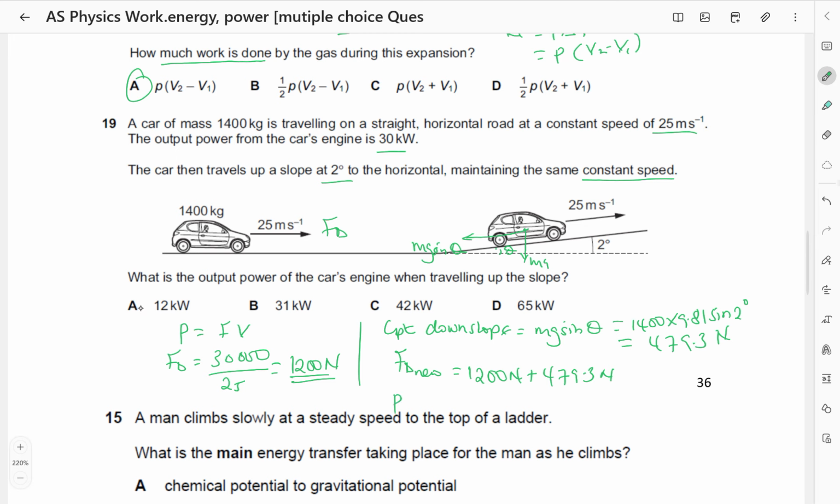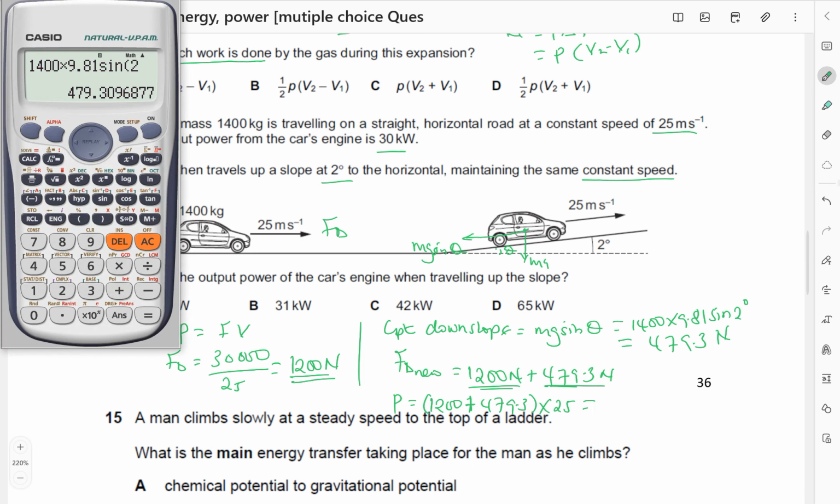Now the power this time from the engine must be able to maintain the speed and also overcome the component of the weight down the plane. So power is force times velocity. So this will be 1,200 plus 479.3, then times the velocity, which is 25.